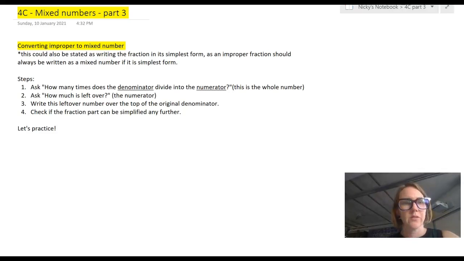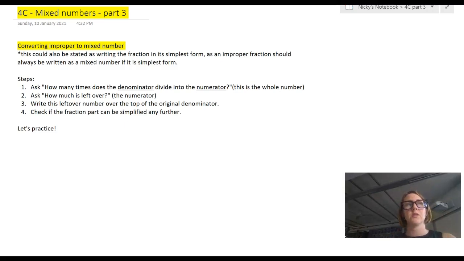Okay, so I actually decided to split this concept into 3 videos. So this is part 3 of mixed numbers. Okay, so this is where we're going to go the other way. So in our last video, we went from a mixed number to an improper fraction. This time we are starting with an improper fraction and we're changing that to a mixed number.